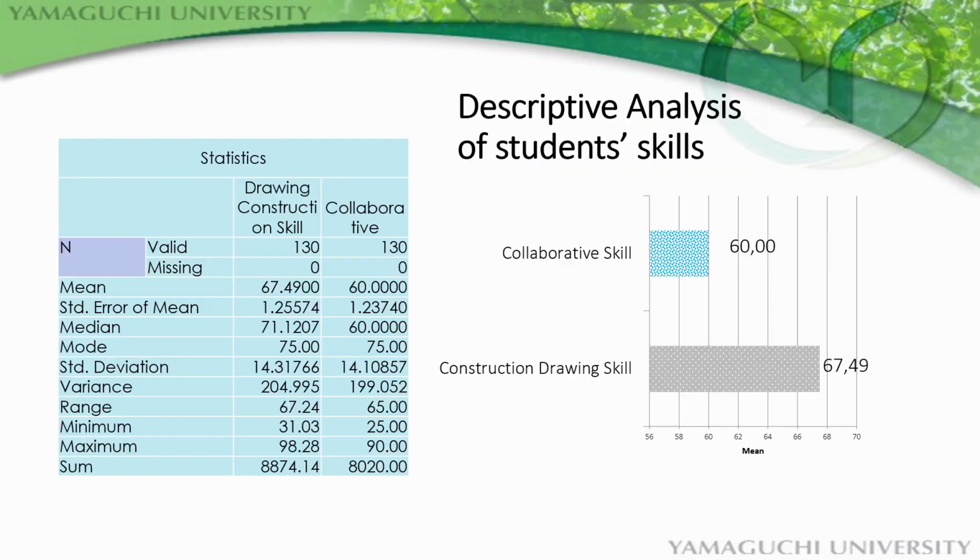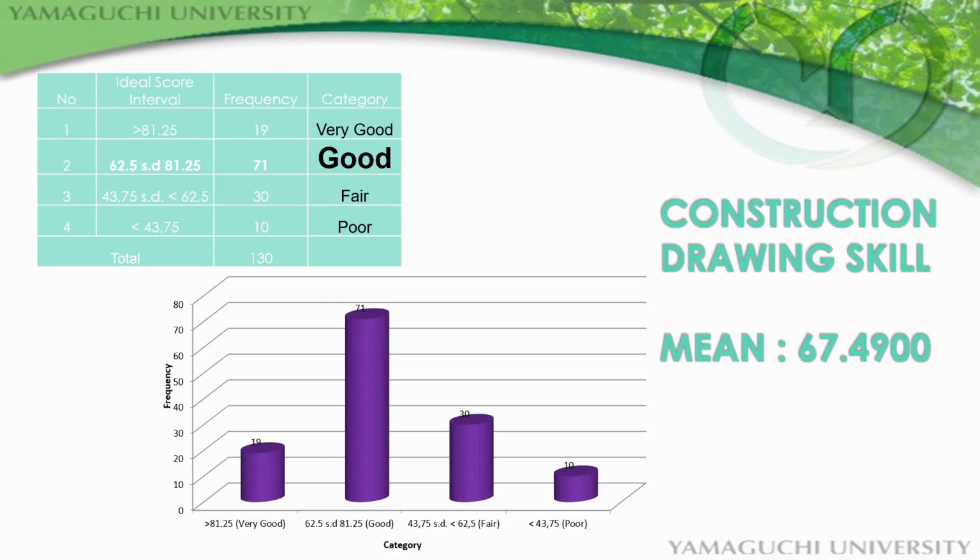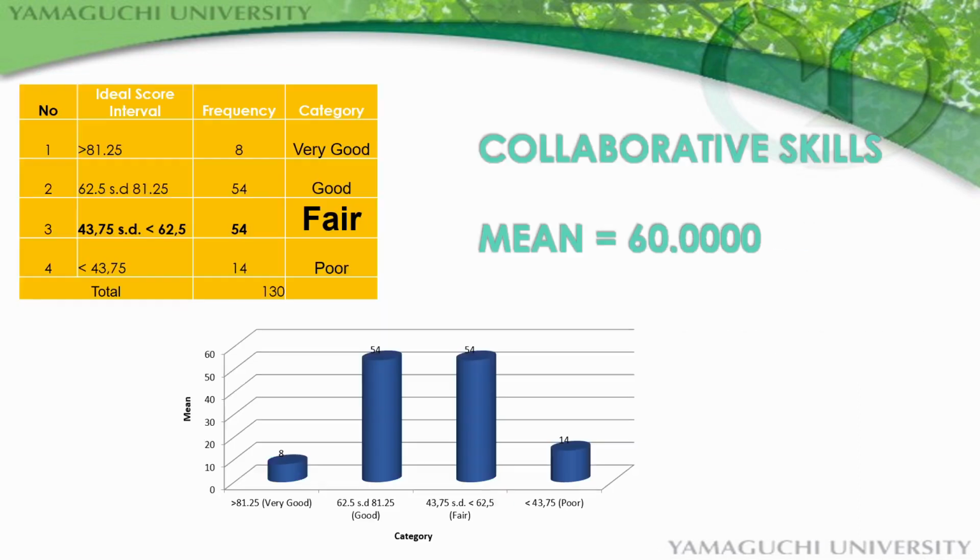Ladies and gentlemen, the descriptive analysis of the student skill is presented as follows. The collaborative skill is 60.00 and the construction drawing skill is 67.49 on the scale of 100. The construction drawing skill is in a good category, 67.49. The collaborative skill is in a fair category with a mean of 60.00.